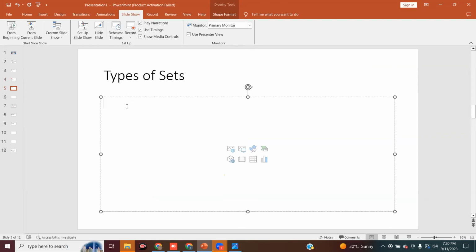Does anyone know that there is a set called the empty set? Anyone know that? Empty or null? I've heard of it, but I never really learned it. Yeah, so there's a set called the empty or null set. Okay. So the empty set or the null set.